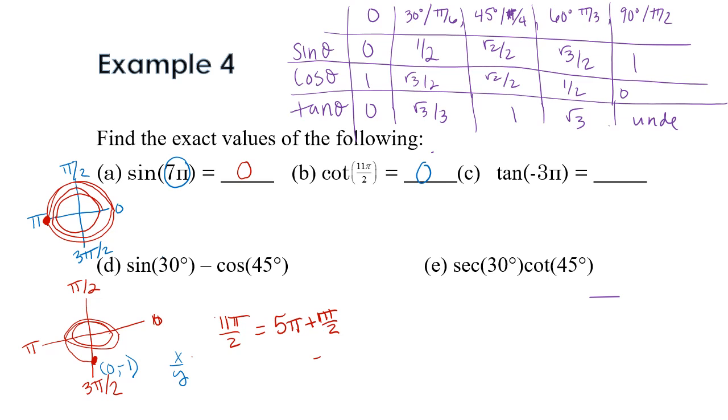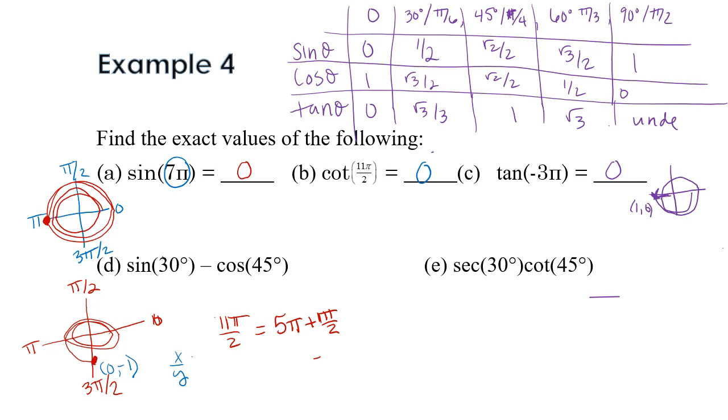The tangent of -3 pi. So -3 pi is going to be going backwards. So 1 pi, 2 pi, 3 pi. So I end up right here. There's -3 pi. So that reference angle is going to be 0 degrees. Tangent of 0 degrees is 0, or you could again do the coordinate point. So this has a coordinate point of 1, 0. Tangent is y over x, so 0 divided by 1 is 0.